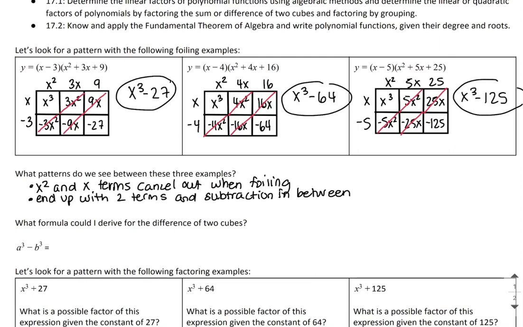Well, in these examples, I see x cubed in all of these 3 examples. Then maybe my second term is also something cubed. Well, can I think of a number that I can multiply by itself 3 times to get 27? Yes, I can. I can cube 3, and that would give me 27. What about 64? Well, 4 cubed is 64, and 125 is 5 cubed.